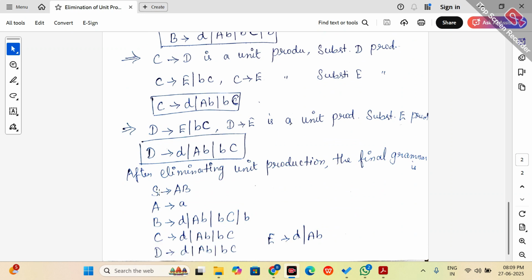S tends to AB, A tends to a, B tends to d or aB or bC or b, C tends to d, aB or bC, D tends to d, aB or bC, and finally E, there is no change in the grammar. Here for all the grammar, there is no unit production. That is, a variable tends to another variable is not available here after eliminating unit production.